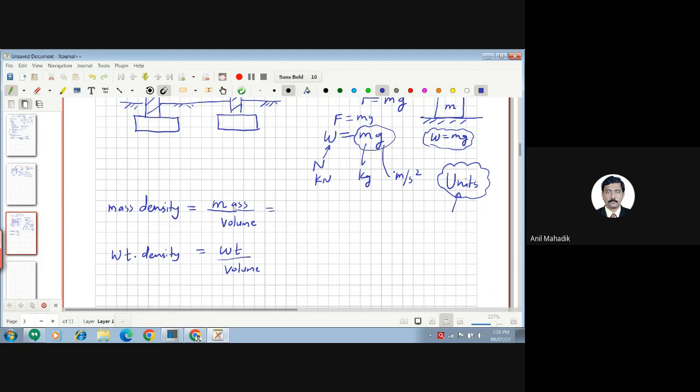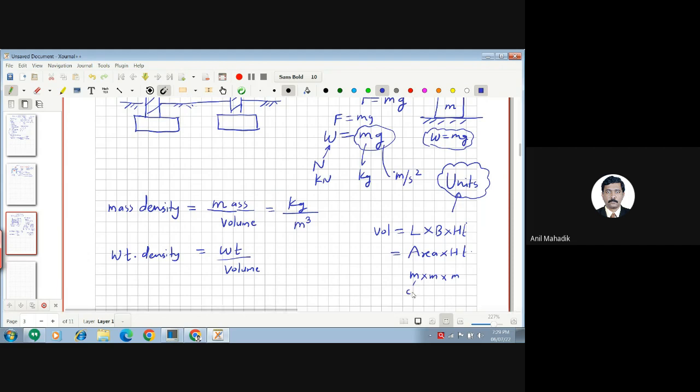Now, what is the unit of mass? Mass of any object, kg. And what is the unit of volume? Meter cube, if you are using meter as the unit. If it is a rectangular or cubical shape, volume is L into B into H, or we can say area into height. Why is it meter cube? Because length is in meter, width is in meter, and height is also in meter, so it will be meter cube.